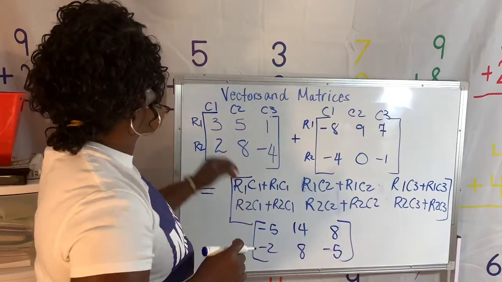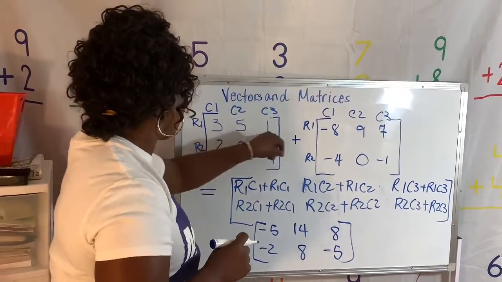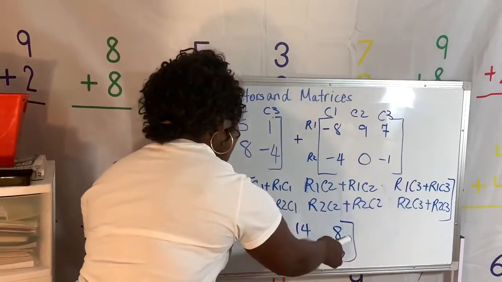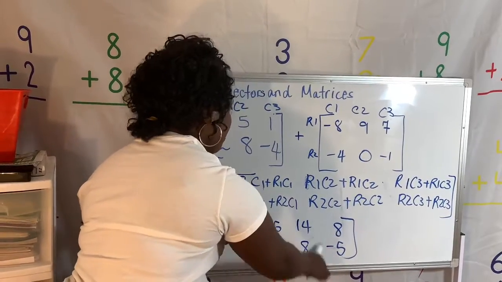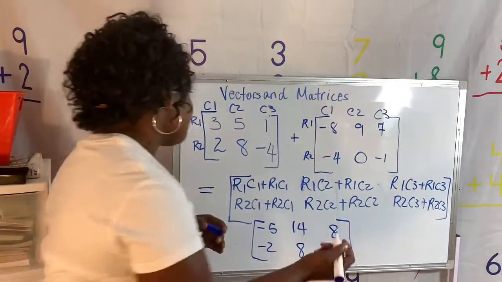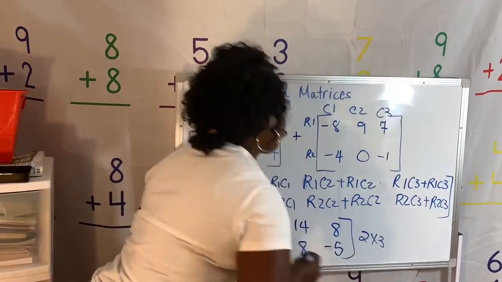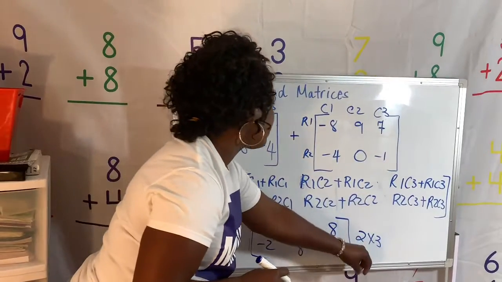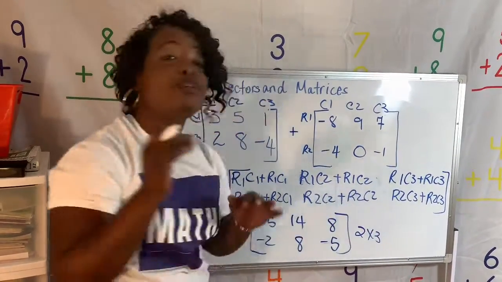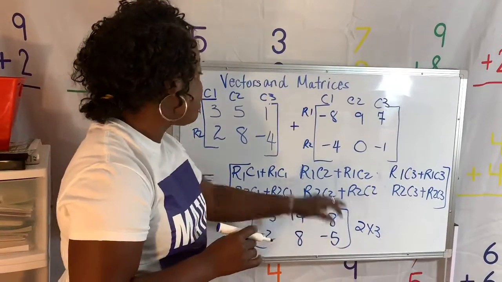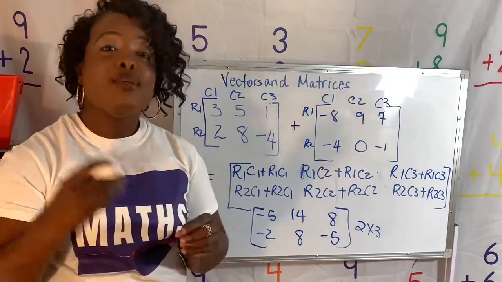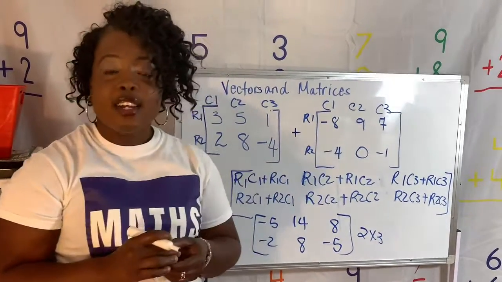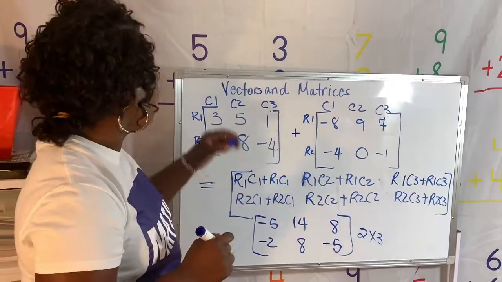So if you notice, we started off with a 2 by 3 matrix, and we end up with 2 rows by 3 columns. So we end up with a 2 by 3 matrix. All this is saying is that whenever you add a 2 by 3 matrix to a 2 by 3 matrix, you will still end up with a 2 by 3 matrix. If you do not end up with the same order that you started off with, then you made an error, and you need to go back and check to make sure that you are adding the right columns with the right rows.